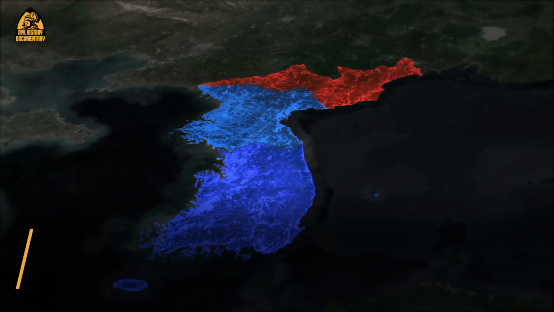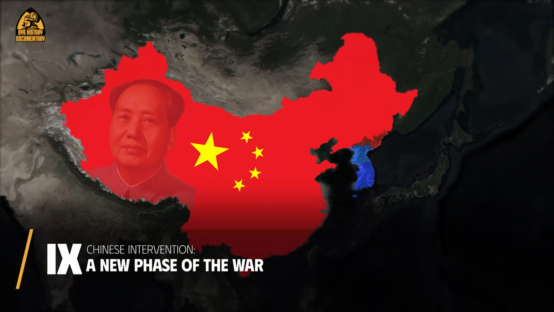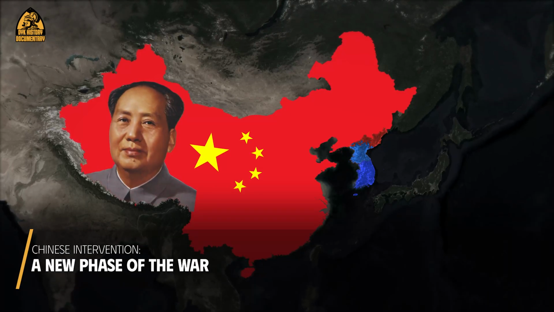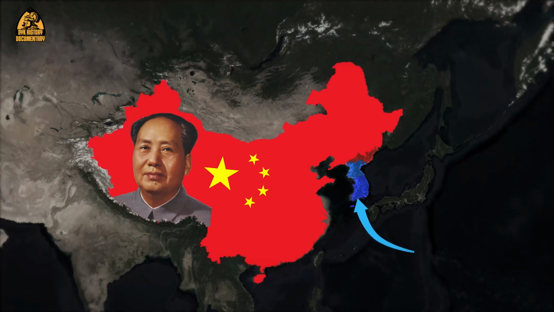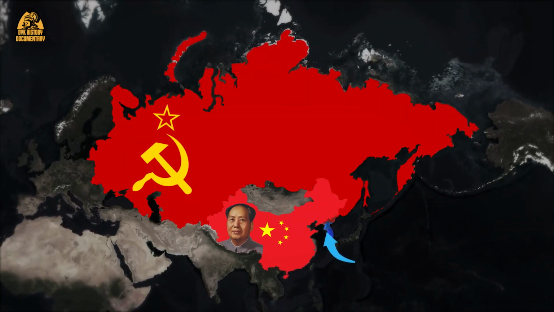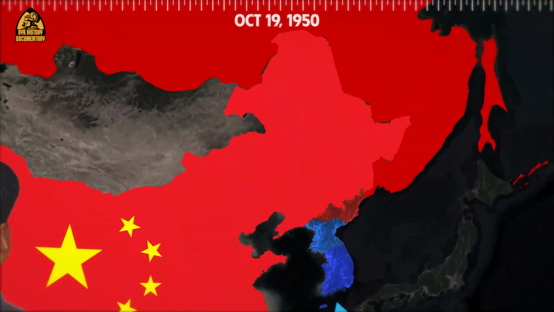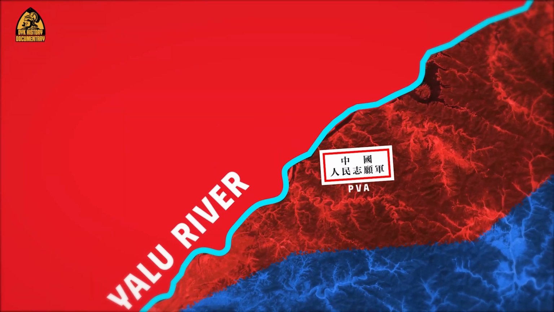Unbeknownst to the UN command, China had decided to intervene. The Chinese leadership under Mao Zedong viewed the UN advance as a threat to its national security. China was also encouraged by the Soviet Union to enter the conflict with promises of military support. On October 19, 1950, the People's Volunteer Army (PVA) crossed the Yalu River into North Korea.